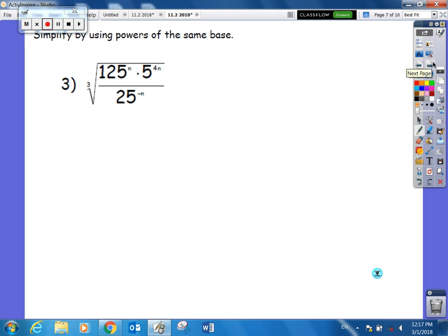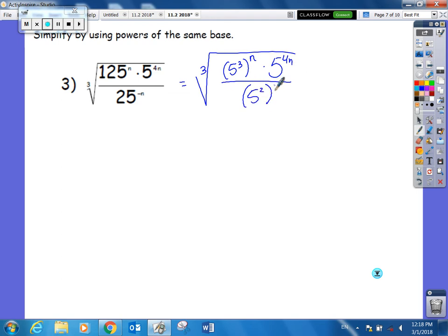This one has still the 5s in it, so same base, but it's got some variables and a cube root on the outside. But everything is the same, so just ignore that cube root, or not ignore it, but just put it there. We're not going to deal with that yet. And change everything to the like base. So 5 cubed to the n. 5 to the 4n stays. 5 squared to the negative n.